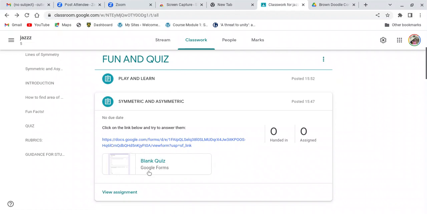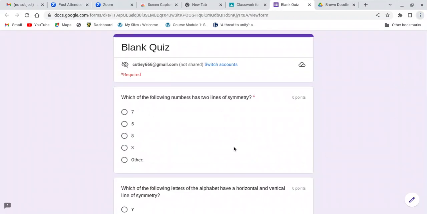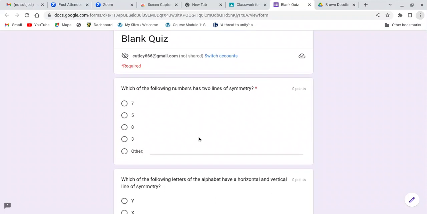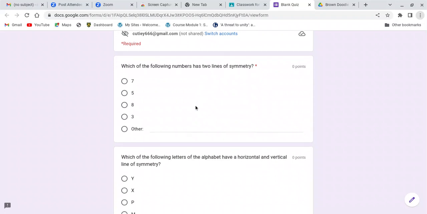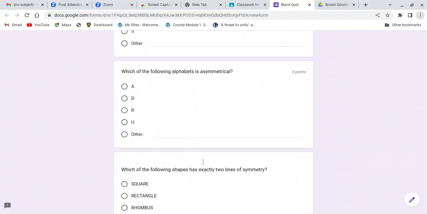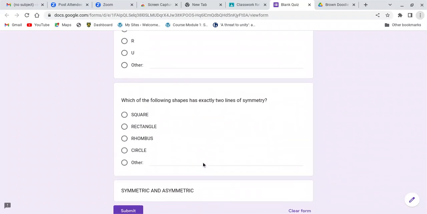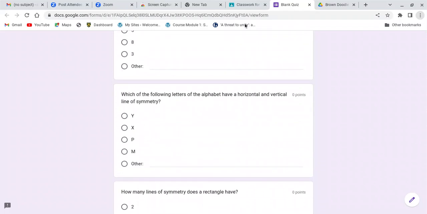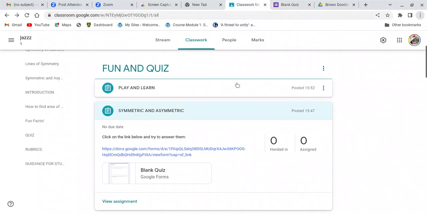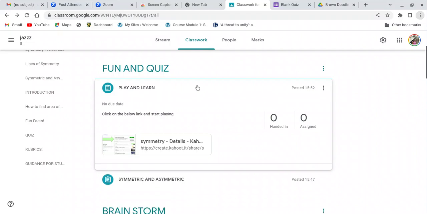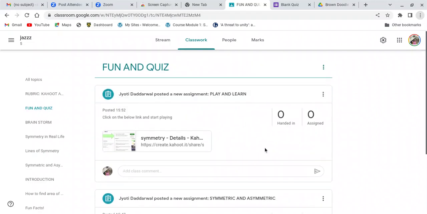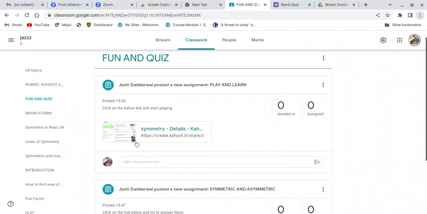This is the normal Google form I just created here. Which of the following numbers has two lines of symmetry? I put this so that they find it a little bit interesting. They will not find it boring. So this is the reason I put it here. Then I have put a fun quiz here. Let's open this.